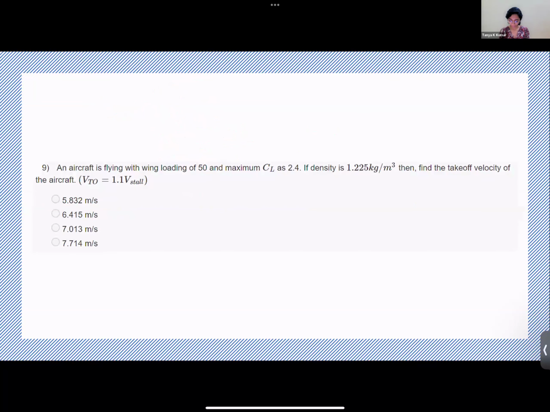Okay, next question. An aircraft is flying with a wing loading of 50 and a maximum CL as 2.4. If the density is 1.225 kg per meter cube, then find takeoff velocity of the aircraft. Yeah, so this is that question. What about takeoff velocity when they've given you takeoff?